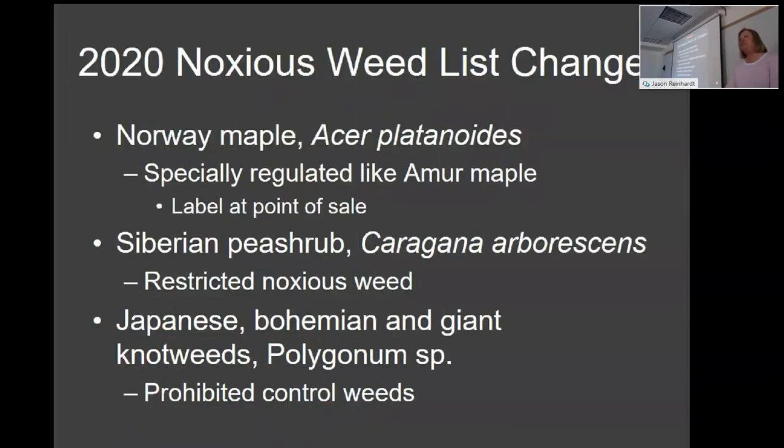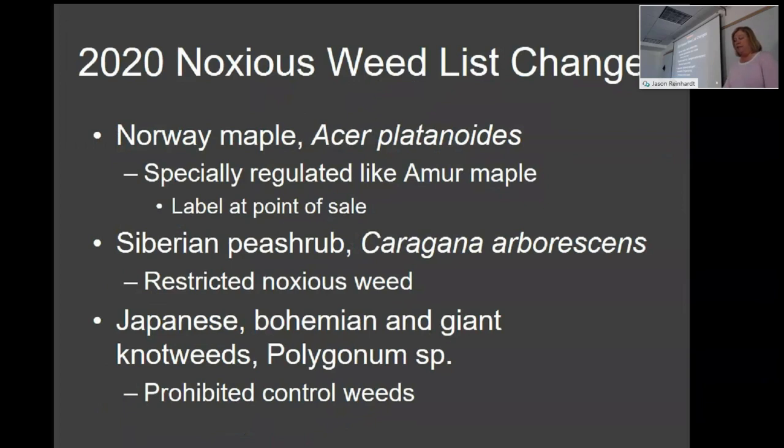So what are the changes? Changes will come in 2020. The noxious weed list is changed every 3 years. We try not to change it every year. We had feedback from county agricultural inspectors and other weed inspectors that annual changes were just too much to keep up with. So it changes every 3 years.